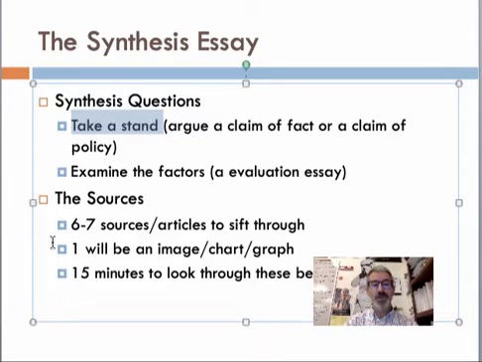One of those 6 sources, maybe 2 of them, will be a visual source. So you'll get an image of some sort, maybe a comic strip, a chart, a graph, something that you have to read that's visual. And again, you get 15 minutes to look through those things and quote-unquote research in order to respond to this prompt that you've been given.